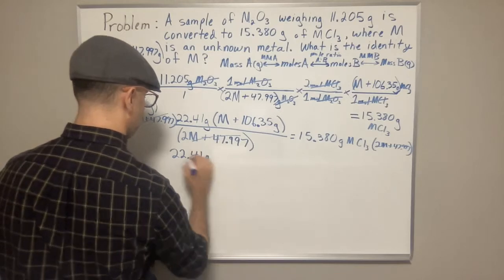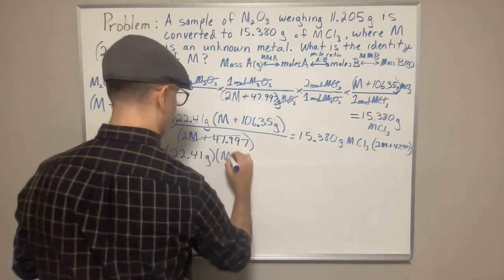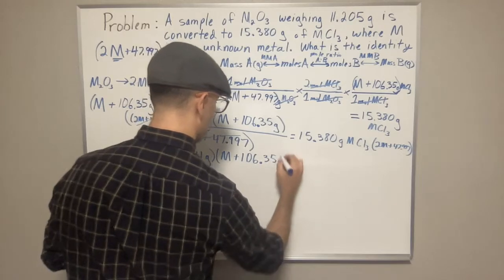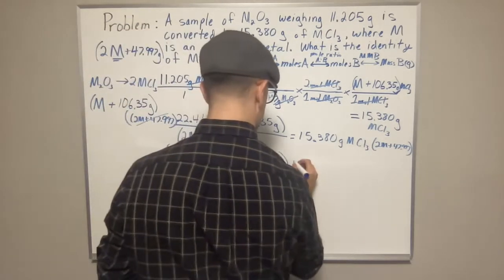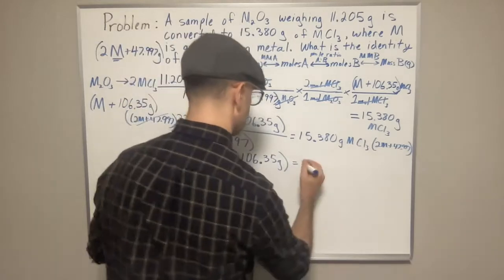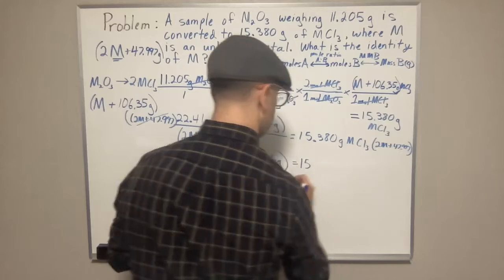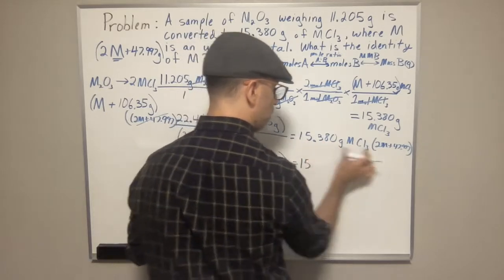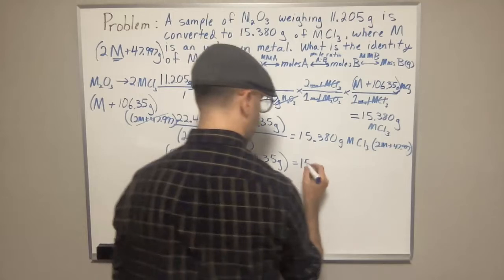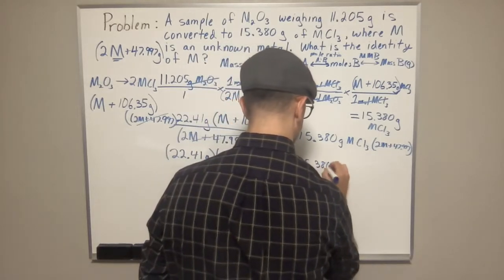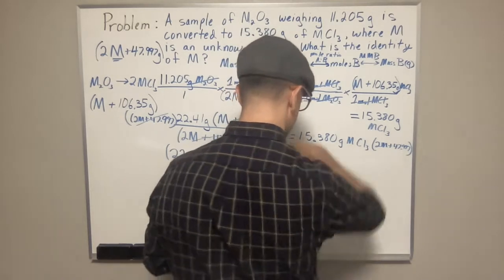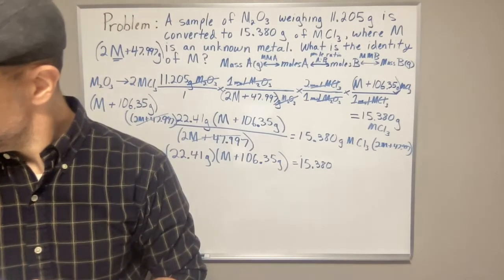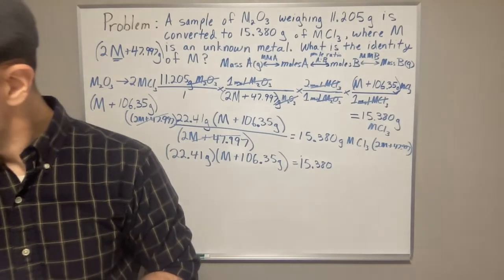And we get 22.41 grams times M plus 106.35 grams is equal to 15.380 times 2m and the 47.997. Let's go ahead and multiply this out. 15.380 times 2m is going to be 30.76 grams.